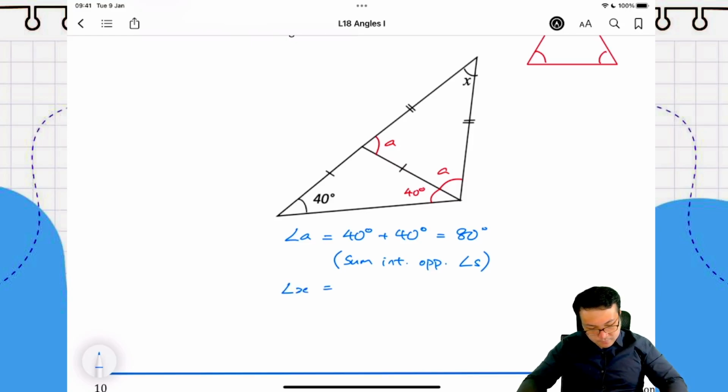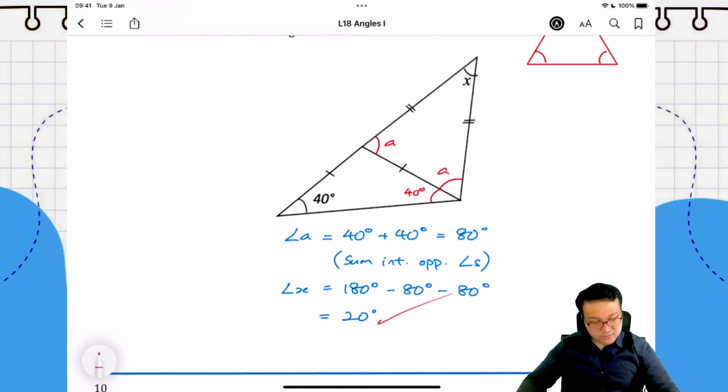Then after that, can you find angle X? Angle X is 180 minus 80 minus 80. Yes, and what's the answer? 20. Well done. Thank you, Aiden. So that was very easy. This is just a warm-up of what isosceles triangles are. As you can see, Aiden did a shortcut. He immediately used the sum of interior opposite angles because he noticed that this is an exterior angle. So you can just add up 40 plus 40 and immediately you get the angle.